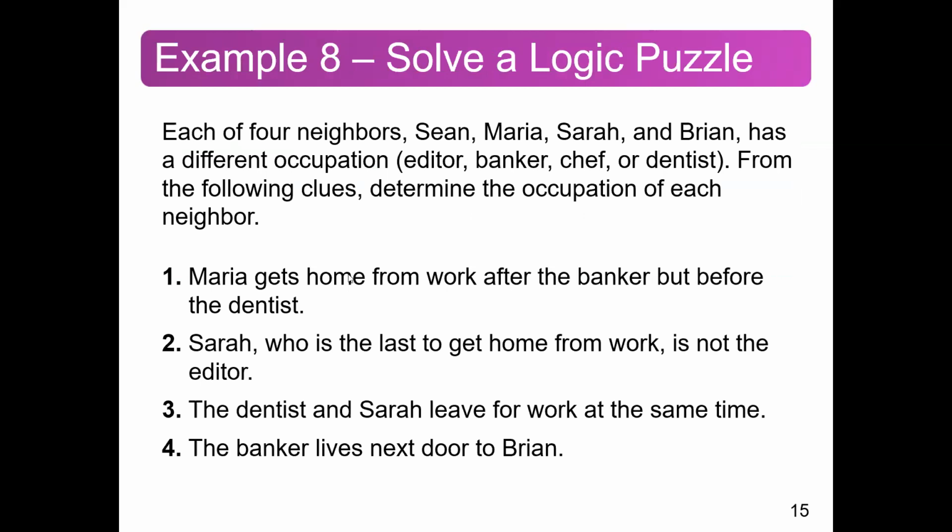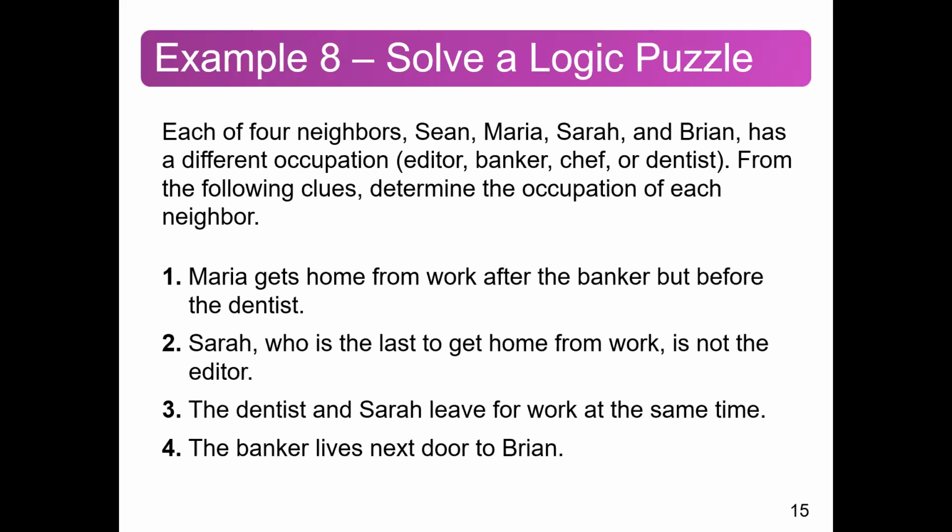For example, each of 4 neighbors, Sean, Maria, Sarah, and Brian, has a different occupation: editor, banker, chef, or dentist. From the following clues, determine the occupation of each neighbor. 1, Maria gets home from work after the banker but before the dentist. 2, Sarah, who is the last to get home from work, is not the editor. 3, the dentist and Sarah leave for work at the same time. 4, the banker lives next door to Brian.